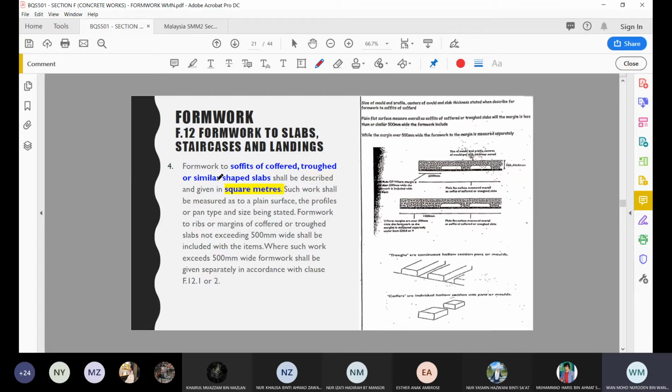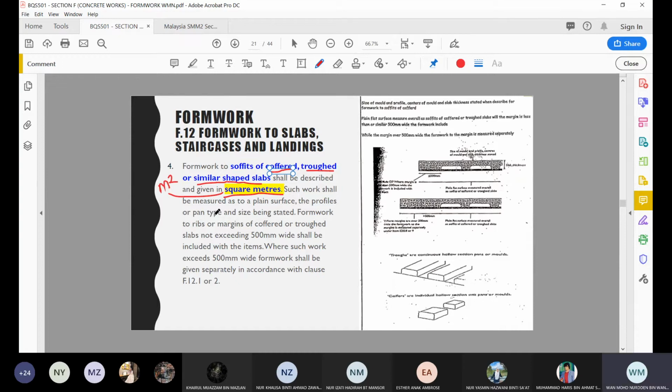Okay. Formwork to soffit, still di bawah soffit kan, of coffered, trough or similar shaped slab. Saya pernah tunjuk apa betul coffered or trough slab. Coffered tu kalau kita buat bawah dia macam ni lah, part segi tu bentuk dia. So kawasan tu kita akan letakkan dengan formwork soffit of coffered or trough slab lah. So dia akan membentukkan slab tu ikut kepada acuan coffer ataupun trough tu. Okay, shall be described and given in square meter. Dalam unit dia meter square.